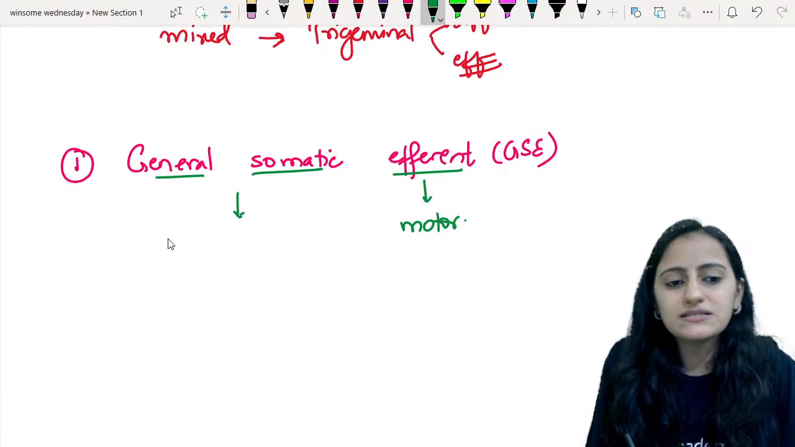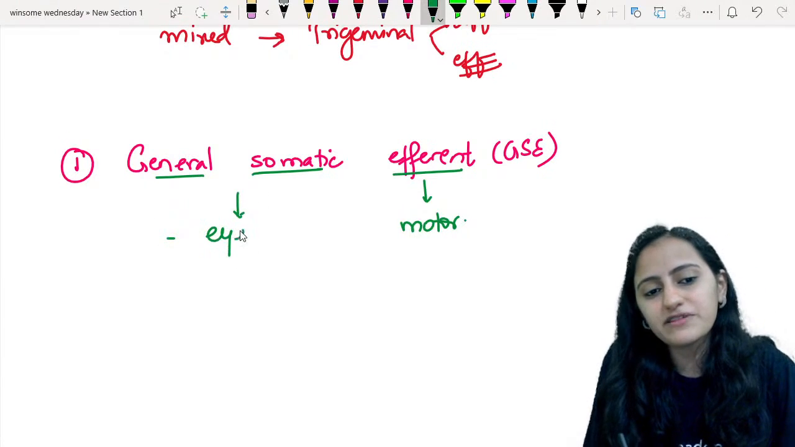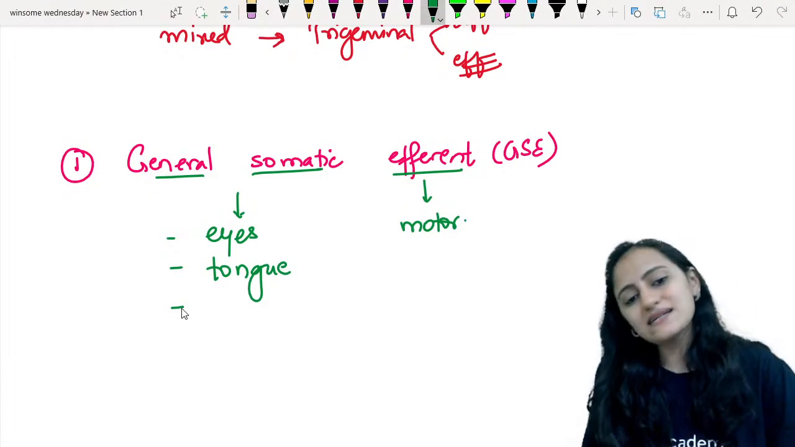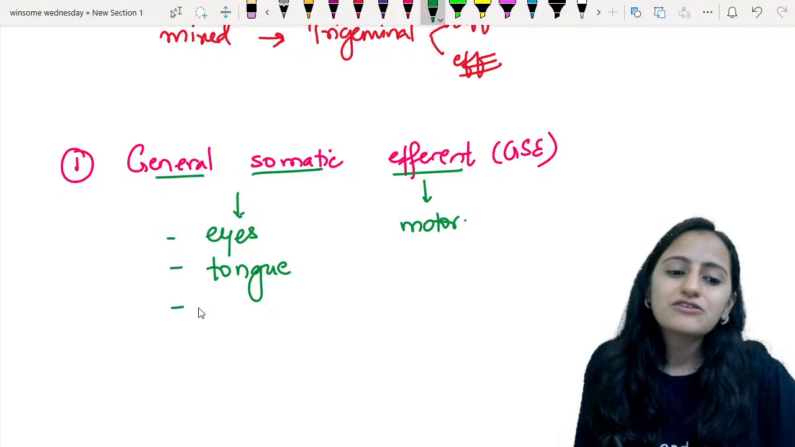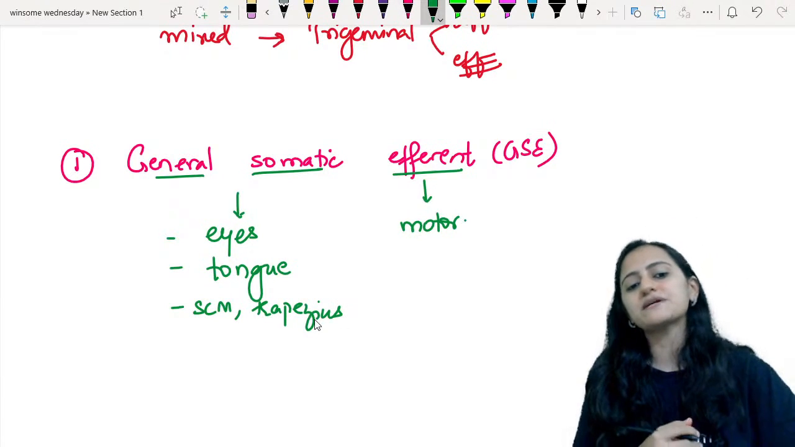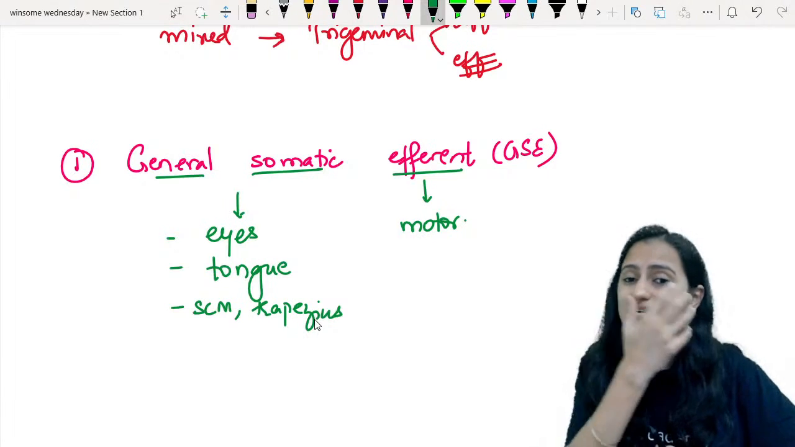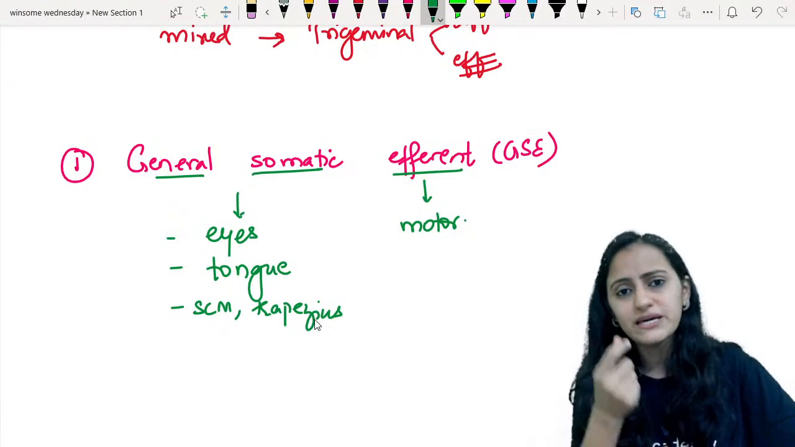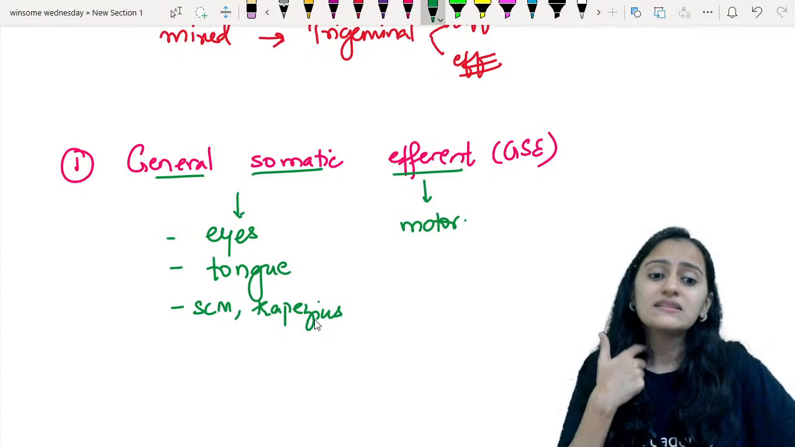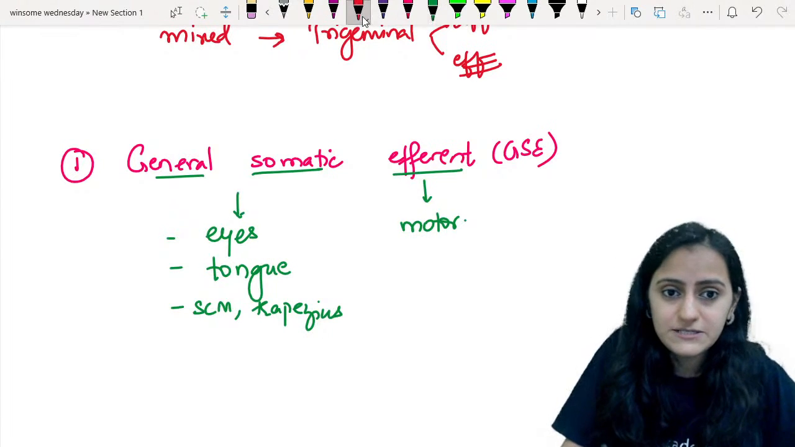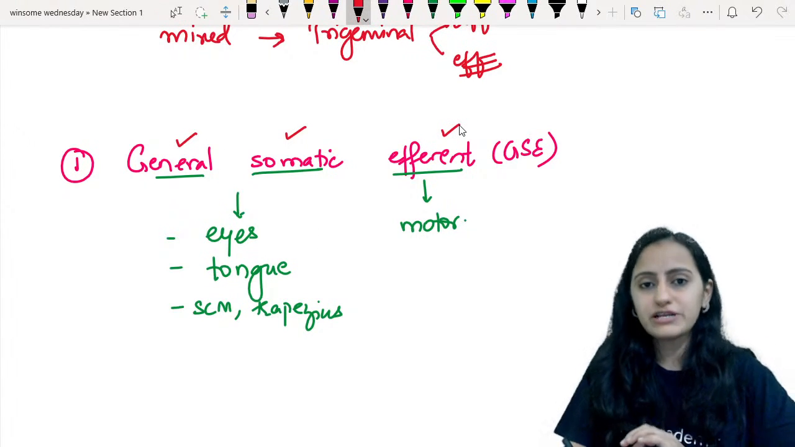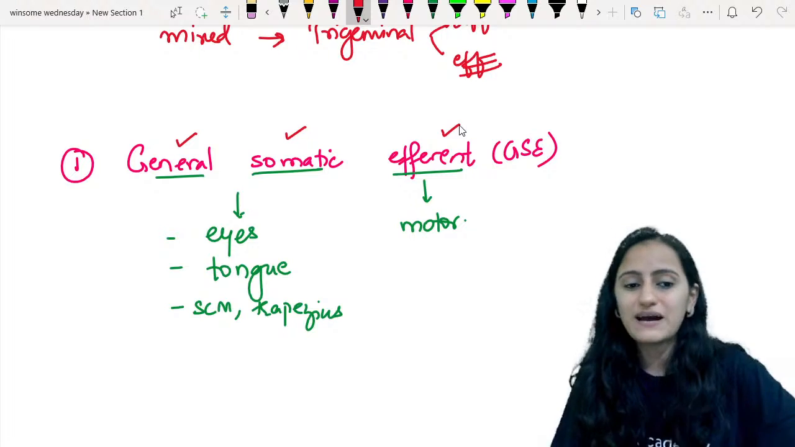The voluntary muscles are basically the muscles of the eyes, the muscles of the tongue, and some books also include your trapezius and sternocleidomastoid, right? These are the muscles which are in our control. We can regulate the movement of the eye muscles, the extraocular muscles, the tongue muscles, the sternocleidomastoid and the trapezius. So these will come under your general somatic efferent.